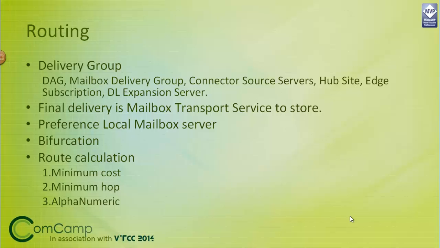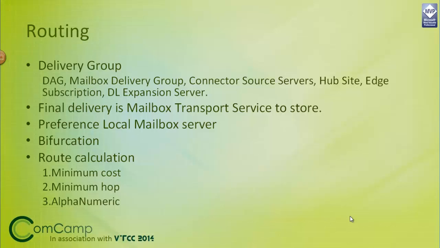Bifurcation. The bifurcation of the message is the routing decision, which tells at which level we have to create multiple copies of the email. This is the point where a multi-user email needs to go to the different parts of the final delivery. This can be within the delivery group and out of delivery group as well.